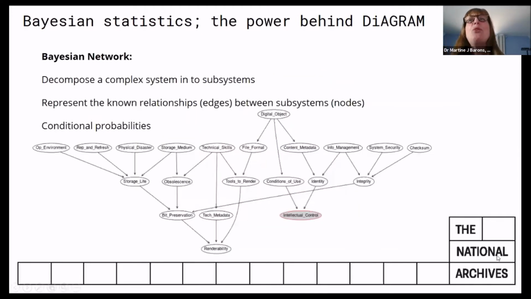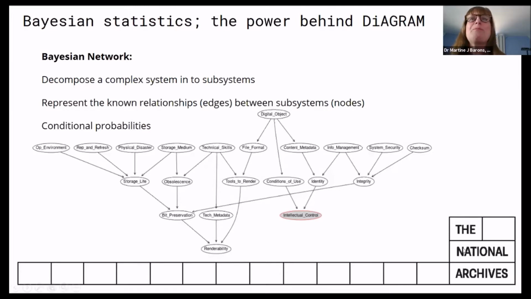As we mentioned before, the particular flavour of Bayesian statistics is a Bayesian network, and this allows us to show the relationships between the different subsystems that go up to make the overall system. The ovals with the words in are called the nodes, and the arrows showing where the relationship is we call the edges. And inside those are conditional probabilities, which are updated when we change things further upstream or downstream.